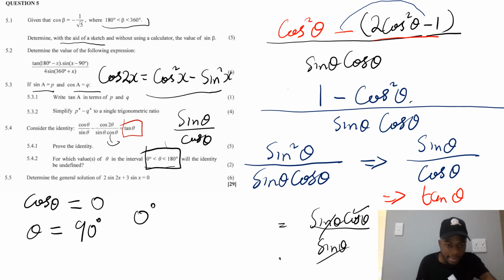It is 0 degrees less than theta less than 180 degrees. So it means this 0 degrees is not included, unless they had written less than or equal to, then I was going to write that 0 degrees. You understand? Because there is no included sign there, 0 degrees is not included. So the only solution there is 90 degrees. It fits in this interval.